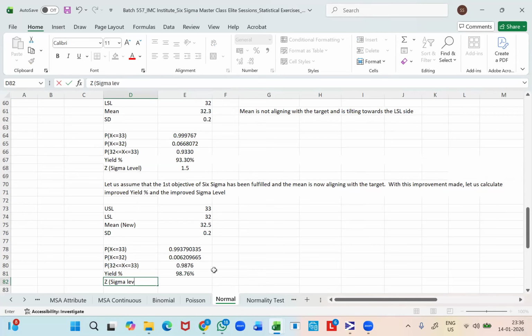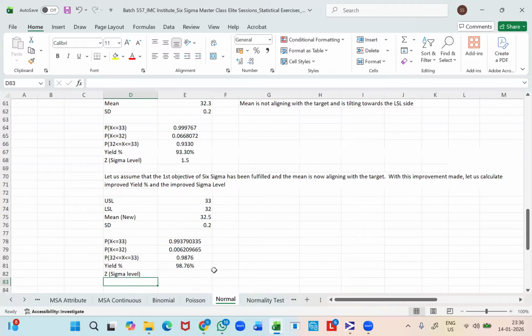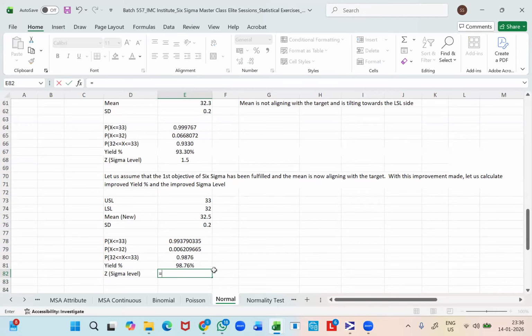Since mean is assumed to be aligning with the target, we can use either the LSL side formula or the USL side formula to calculate the sigma level. For a change, let me use the USL side formula. It will be USL minus mean divided by the standard deviation. So the sigma level has also improved from 1.5 to 2.5. This is the kind of improvement we'll be able to witness when mean is aligning with the target for the nominal the better kind of metric.